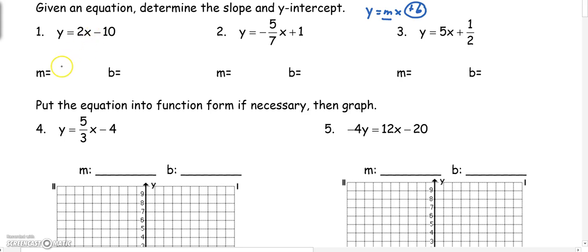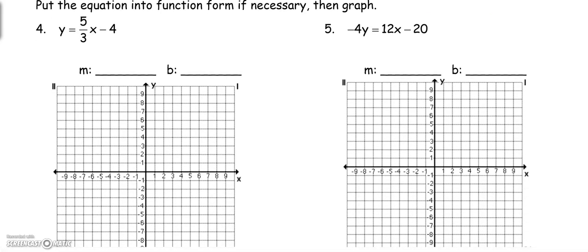So number one, we have y equals 2x minus 10. So my slope is 2, and my y-intercept is (0, negative 10). In number two, we have y equals negative 5/7 x plus 1. My slope is the number in front of the x, so negative 5/7. And my y-intercept is 1, so we're going to write it as a coordinate, (0, 1). In number 3, my slope is the number in front of the x, 5, and my y-intercept is the constant, (0, 1/2). So let's use this idea to graph.